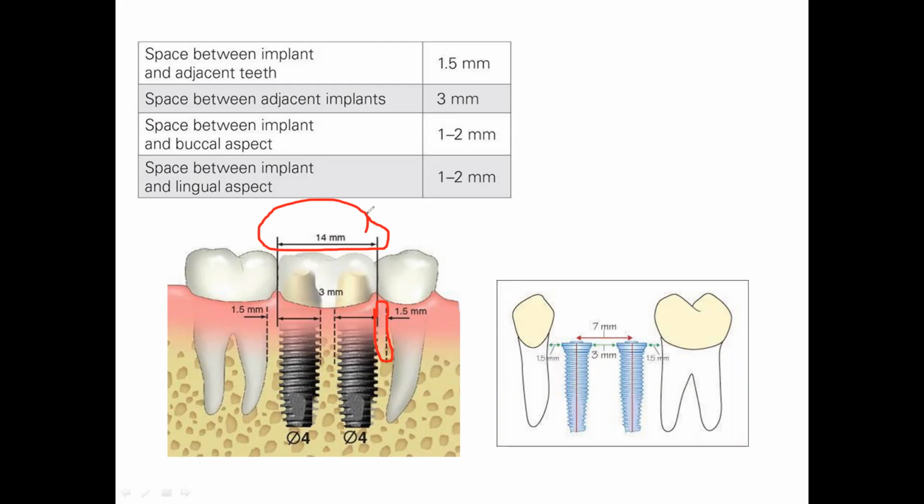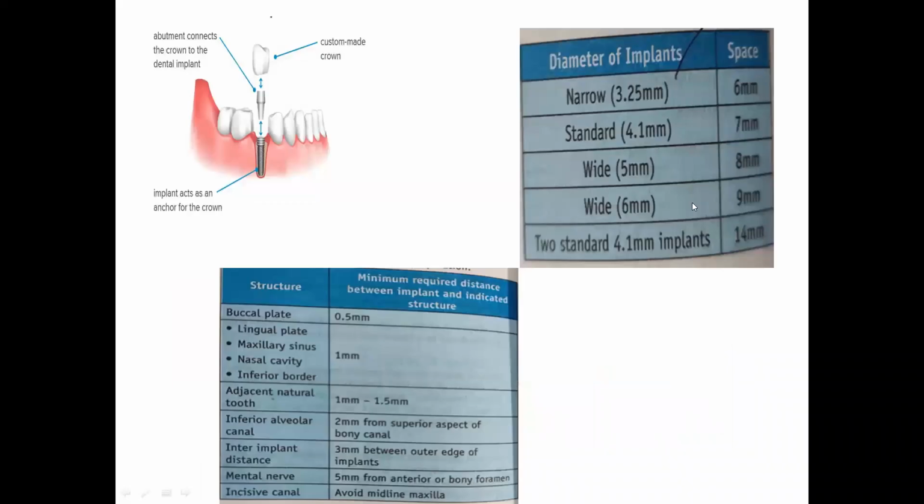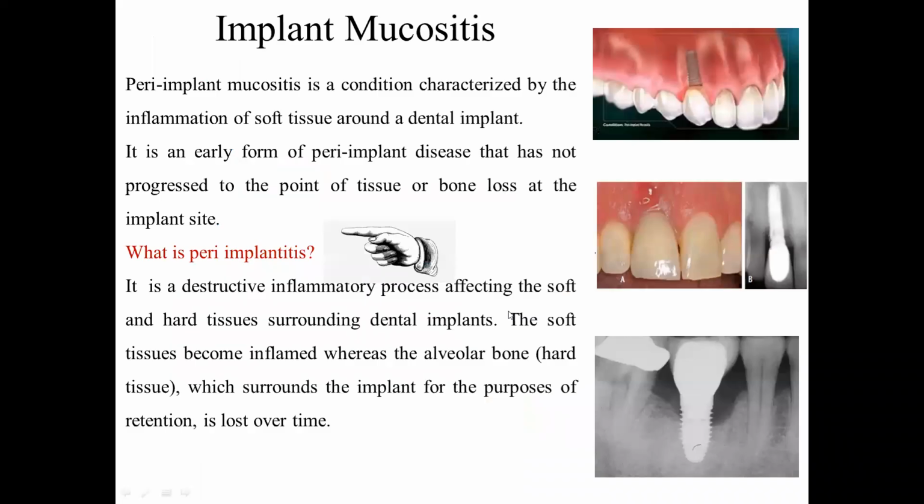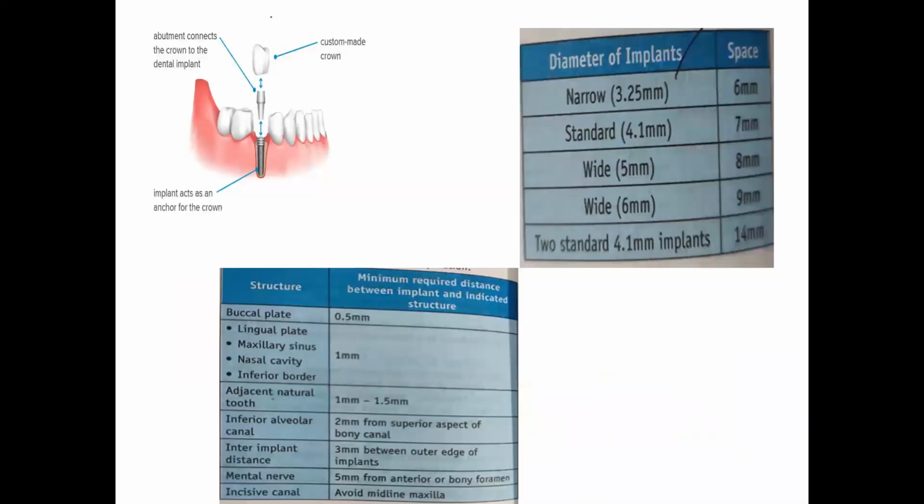I hope this is clear that the exterior surface of the implant adjacent to the natural tooth should have 1.5 mm distance present. The exterior surface of an implant to the exterior surface of another implant, there shall be 3 mm distance. Where there is a wider edentulous space, we can give 2 standard size implants, and those standard size implants are 4.1 millimeter wide. Now that is all about the implant.